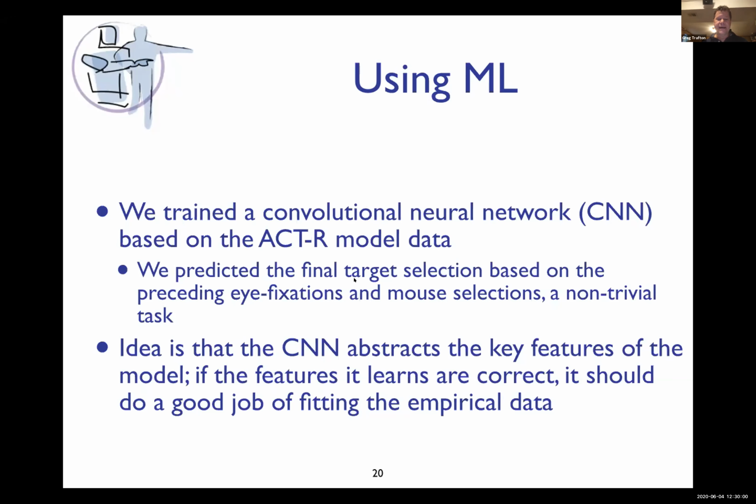And the idea here, and this is the main part of what we're trying to do, is that the CNN abstracts the key features of the model. If the features it learns are correct, then it should do a good job of fitting or matching the empirical data. So that's the primary piece here: it's trying to learn key features so that it can have a representation that can be used to fit, learn, predict and classify.